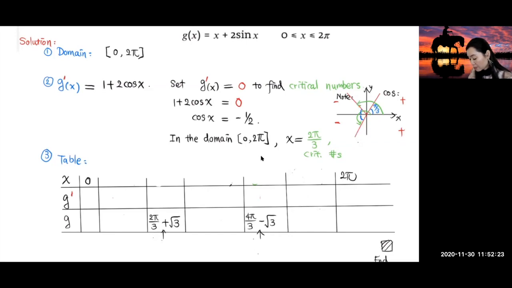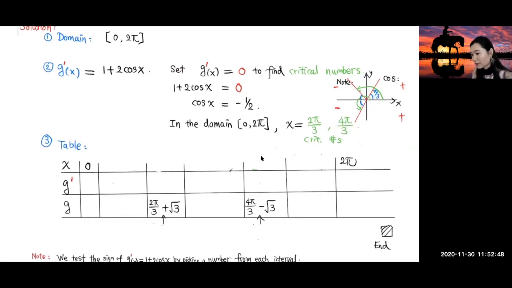Because this reference angle is pi over 3, this angle here will be pi plus pi over 3. So that will be 4 pi over 3. So 4 pi over 3 is this one right here. So we get 2 critical numbers in this domain. A critical number has to be in the domain, so we only concern ourselves with these two.